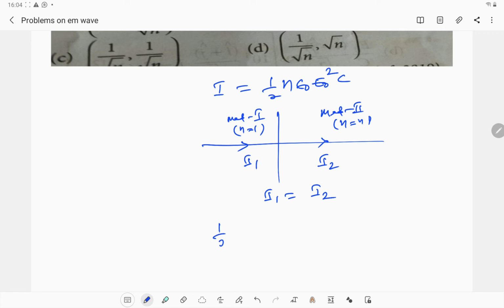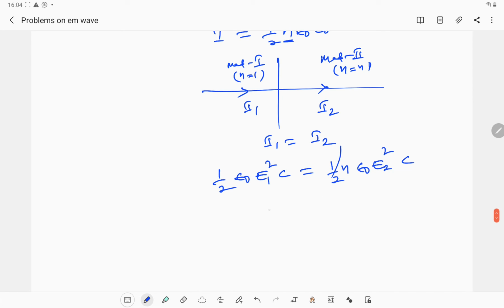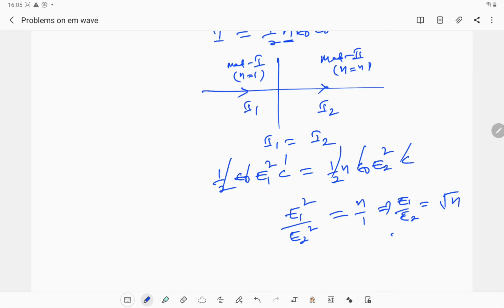I1 means 1 by 2, here n is nothing but 1, epsilon naught, E1 square into C, that is equal to 1 by 2, here is n, epsilon naught, E2 square into C. The 1 by 2, epsilon naught and C cancel. This becomes E1 square by E2 square is equal to n by 1. From this, E1 by E2 is equal to root n. This is the ratio of electric fields.